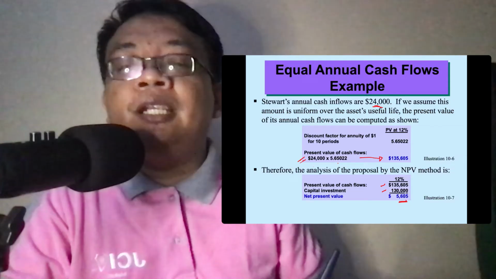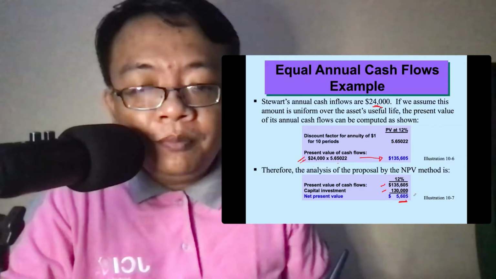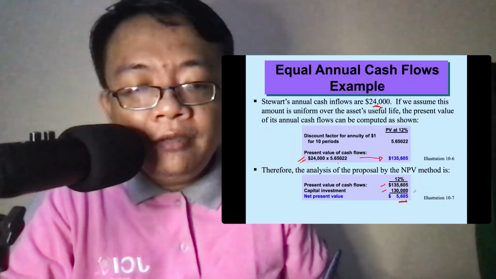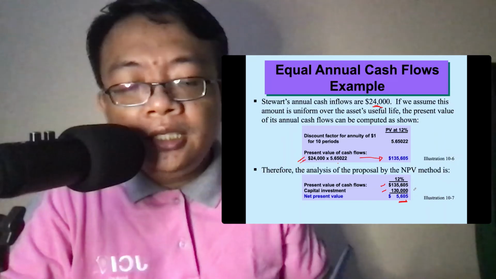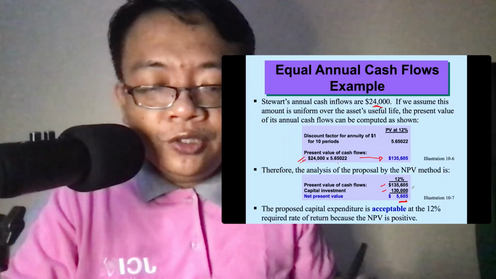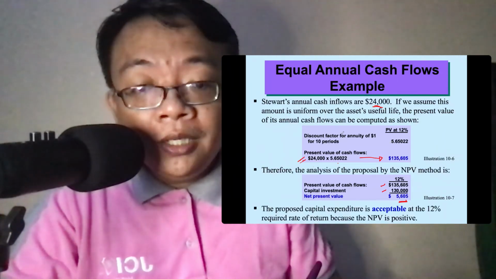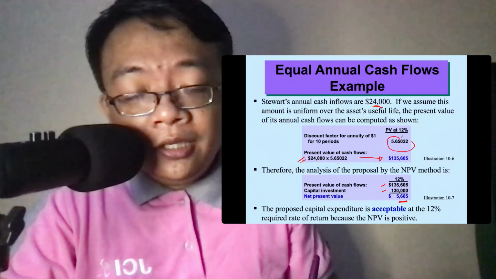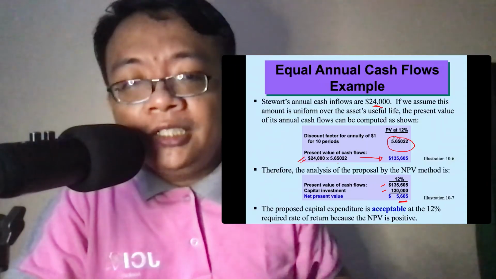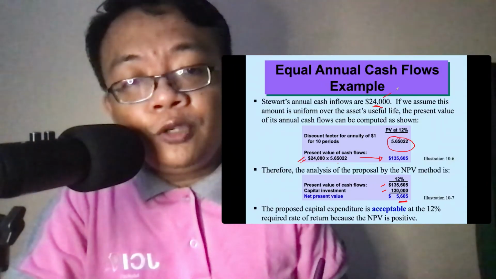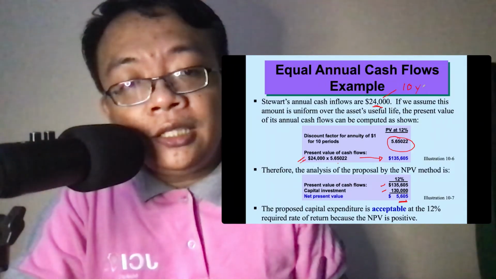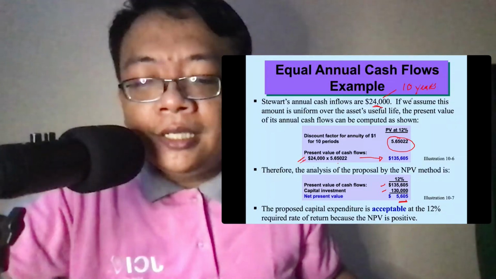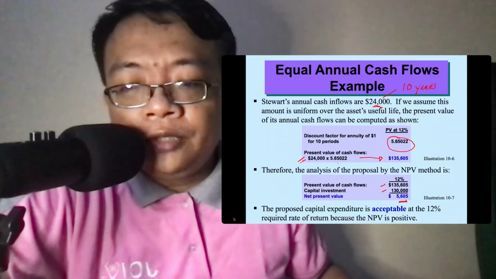5,605. Okay, accept or reject. Again, in the NPV, you will accept this one if you have positive or you have 0. So meaning, it is to be accepted. So later, hopefully, you understand this. Because after this, this is equal, meaning 24,000 for the next 10 years. Meaning equal.